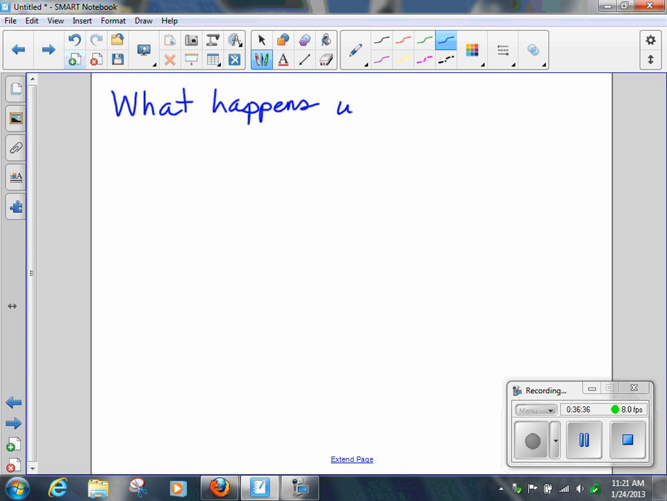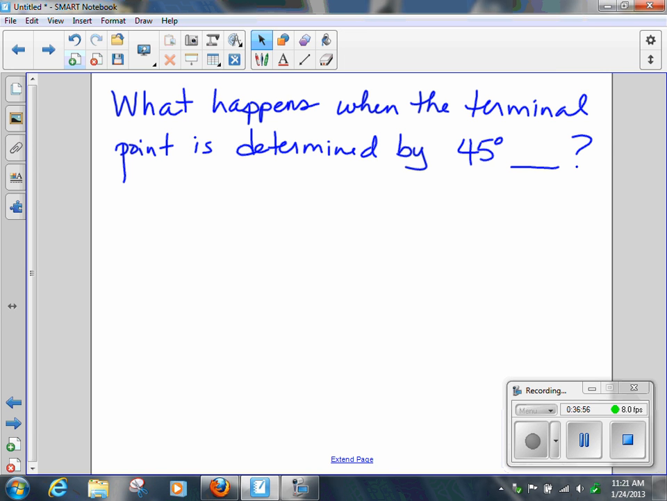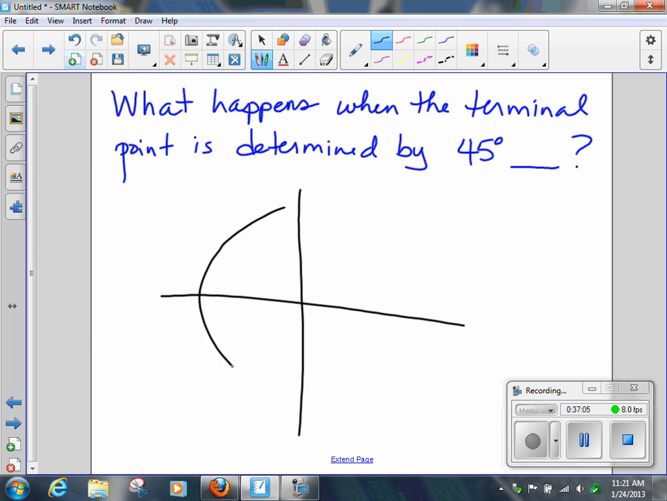What happens when the terminal point is determined by 45 degrees? Now, 45 degrees. You know what you're going to do. You're going to draw a big old unit circle. Yes, another one. These are now the days of taking 73 pages of notes every class. And you will like it. Yes, you will. I saw your faces.